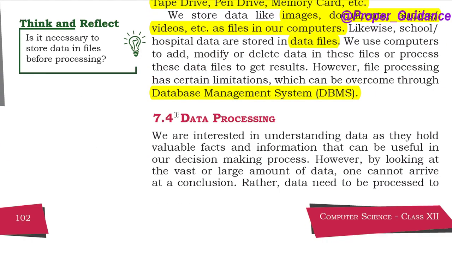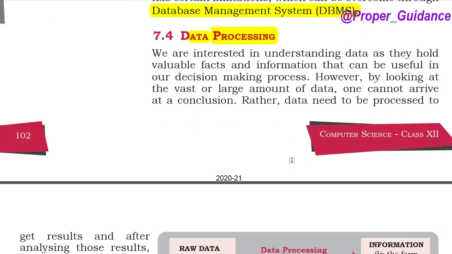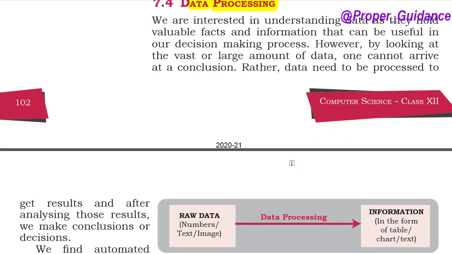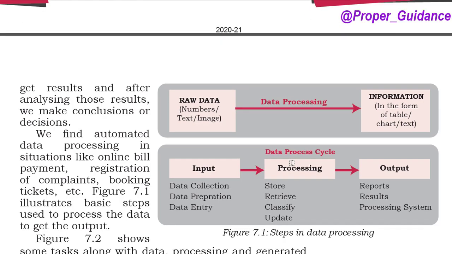Now, data processing. We are interested in understanding data as they hold valuable facts and information that can be useful in our decision-making process. However, by looking at a vast amount of data, one cannot arrive at a conclusion. Rather, data need to be processed to get results, and after analyzing those results, we make conclusions or decisions. Look at the picture: raw data, numbers, text, image. After data processing, we get information in the form of a table, chart, etc.